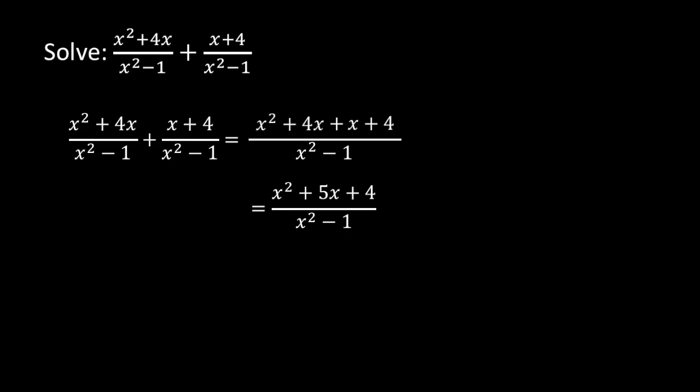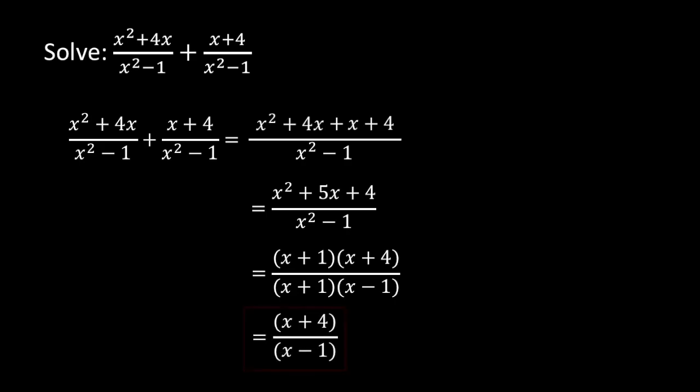We can then factor out the numerator, then factor out the denominator by difference of two squares. We get x plus 1 times x plus 4 all over x plus 1 times x minus 1. As you can see, we can simplify this further by dividing x plus 1 with x plus 1. We finally have x plus 4 all over x minus 1.